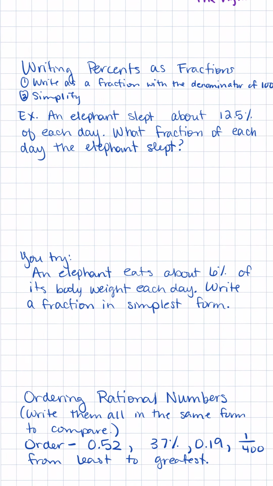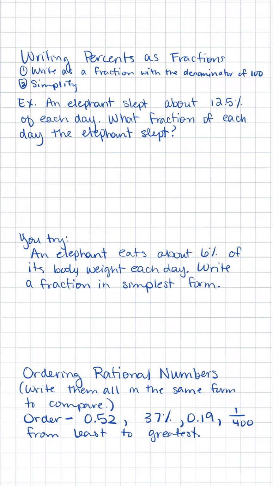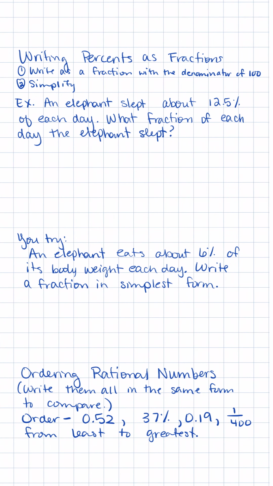So, writing percents as fractions. To write it as a fraction, you'll want the denominator of 100 and then simplify. So, an elephant slept about 12.5% of each day. What fraction of each day did the elephant sleep? So all we're going to do is take 12.5 and put it over 100. Our next step, we are going to simplify.